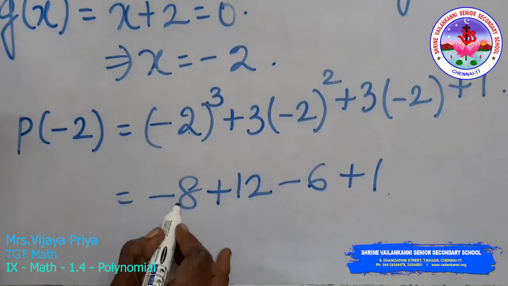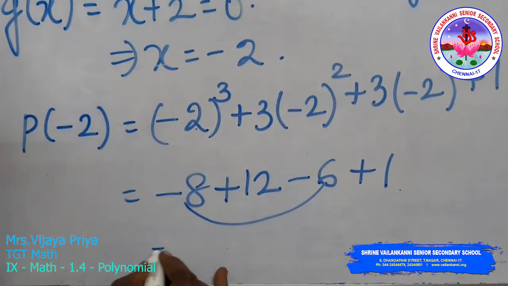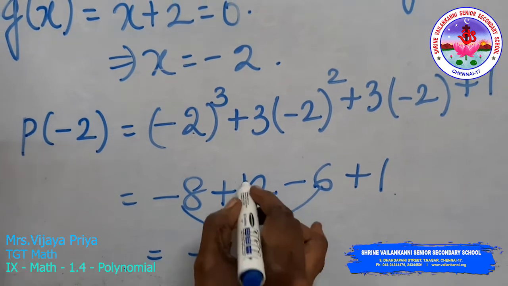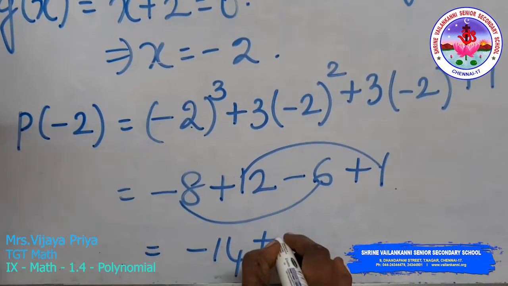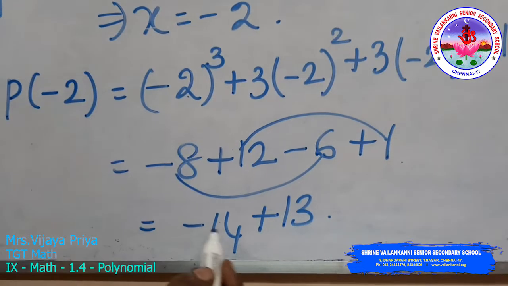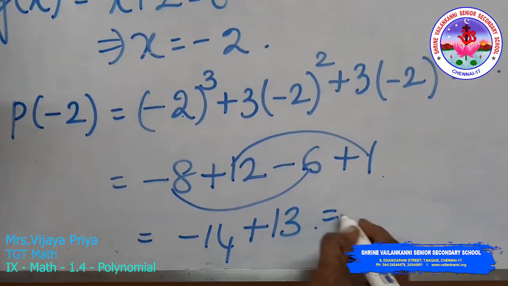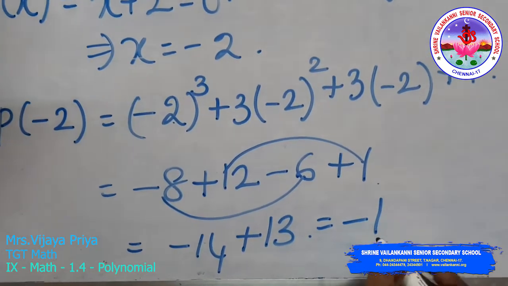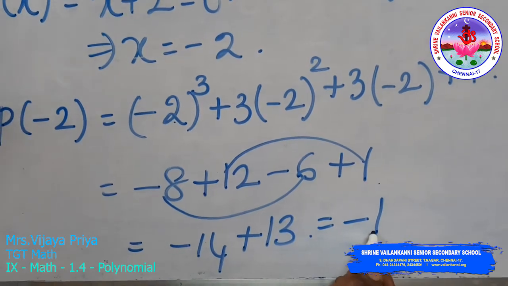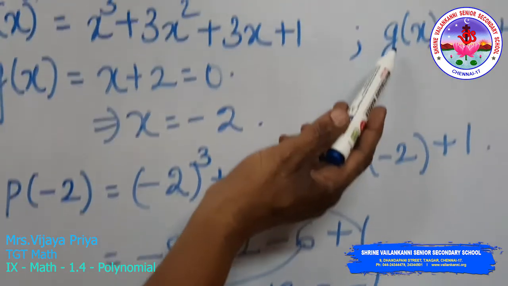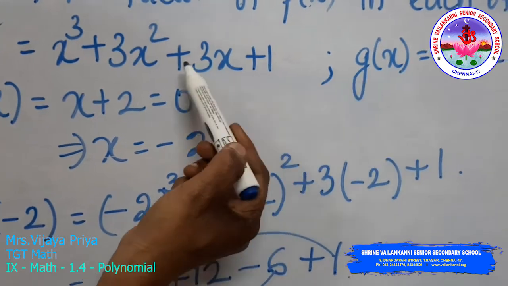So now minus 8 minus 6 becomes minus 14. Plus 12 plus 1 becomes plus 13. So minus 14 plus 13 gives the answer as 1, where you are not getting the remainder as 0. So g of x is not a factor of p of x.